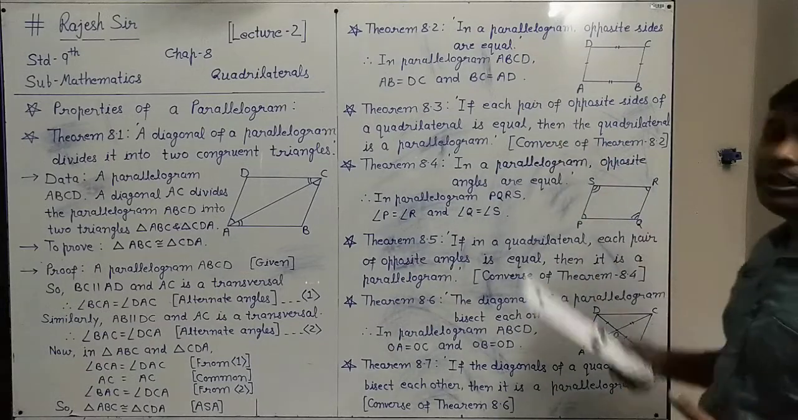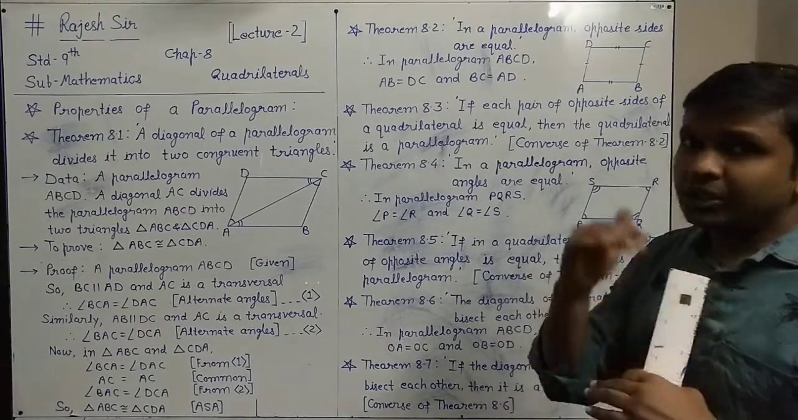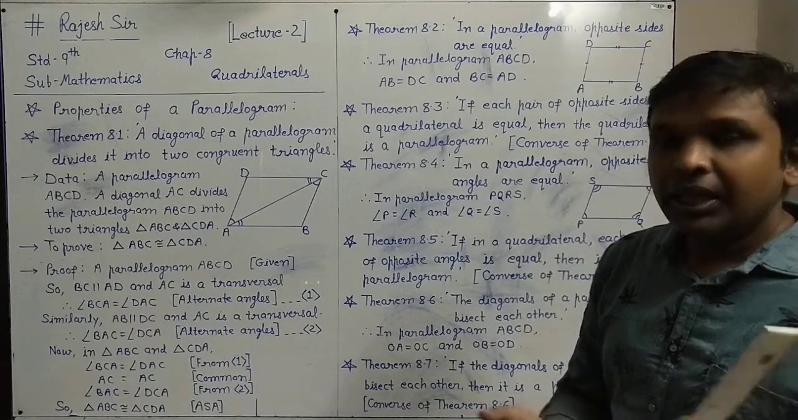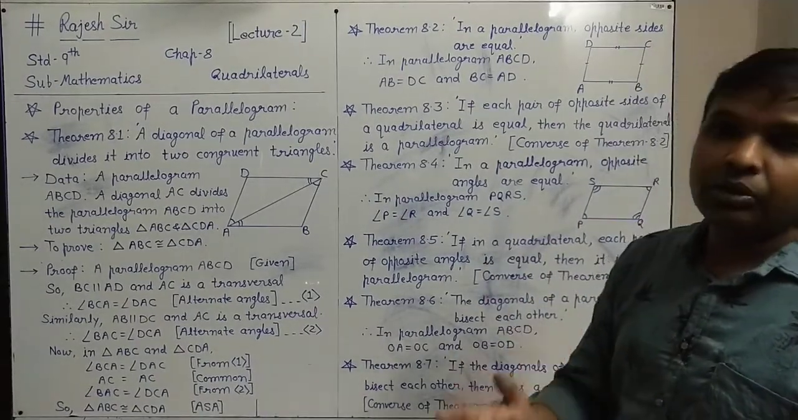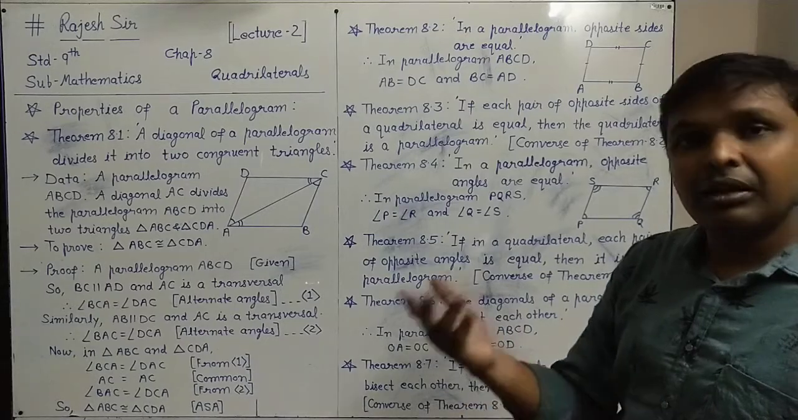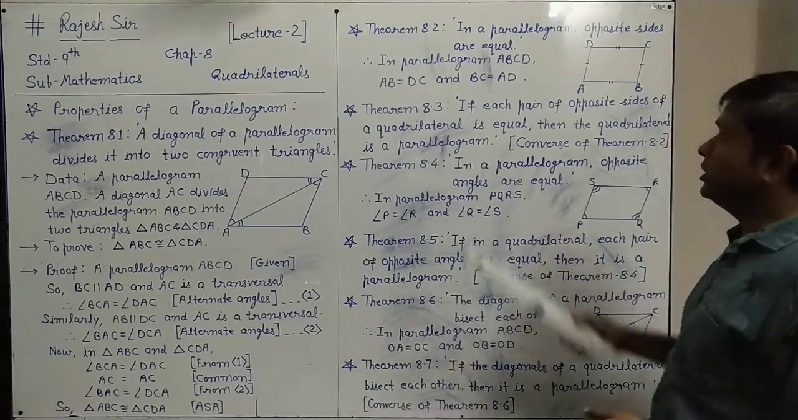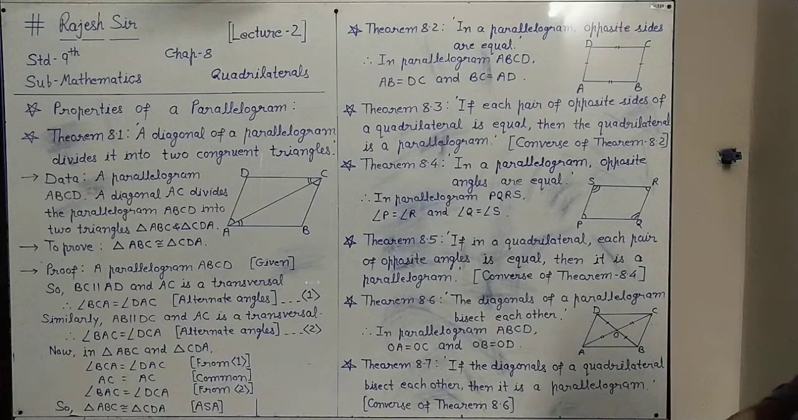Why? Because in 8.2, in a parallelogram, opposite sides are equal. It is given. And in 8.3, if opposite sides are equal, then the quadrilateral is a parallelogram. So it is the converse.